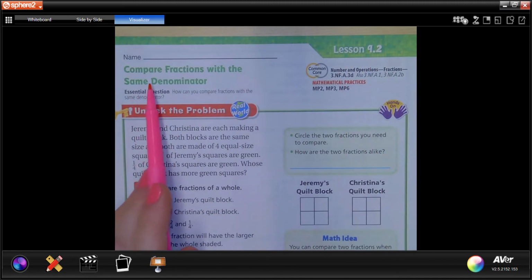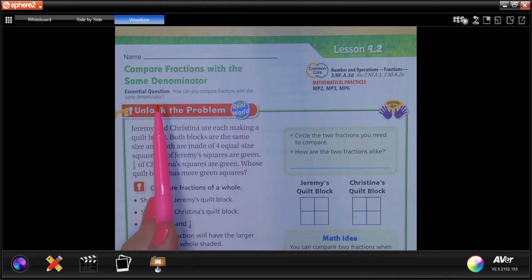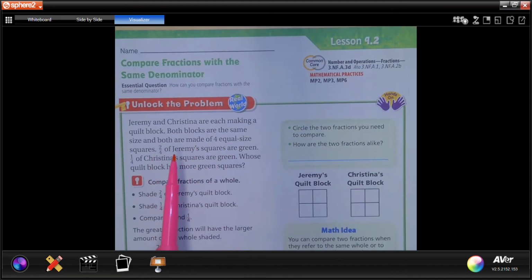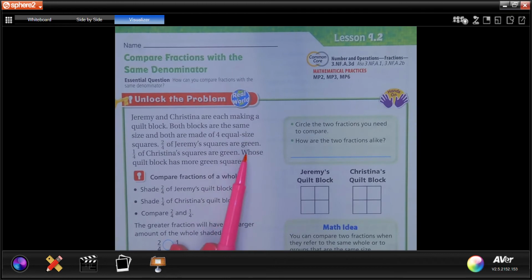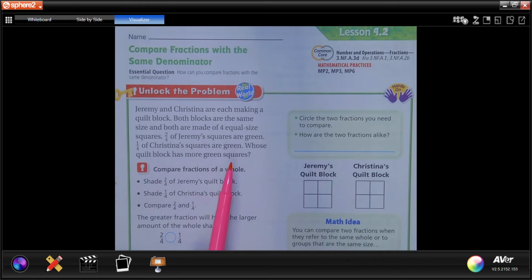We're going to compare fractions with the same denominator. Essential question: how can you compare fractions with the same denominator? Unlock the problem. Jeremy and Christina are each making a quilt block. Both blocks are the same size, and both are made of 4 equal-sized squares. 2/4 of Jeremy's squares are green. 1/4 of Christina's squares are green. Whose quilt block has more green squares?